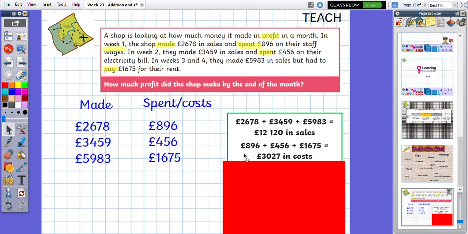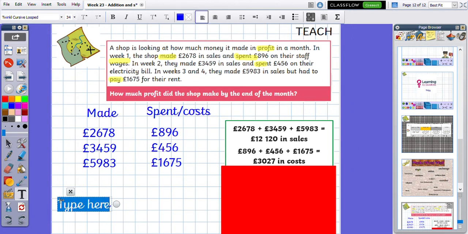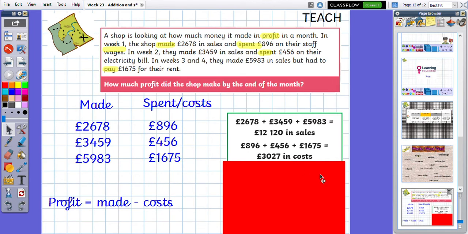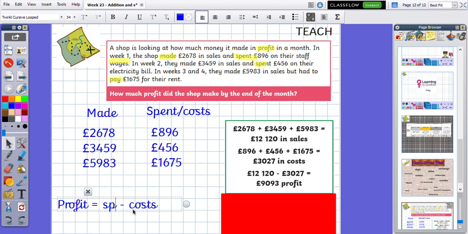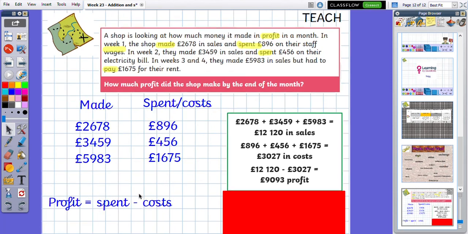And then we needed to find out how much they made. So remember, we said that profit equals what they made, subtract the costs, didn't we? Okay, so that's the calculation we need to complete. We've got how much they made in sales, so 12,120, subtract 3,027, so they made £9,093 in profit.